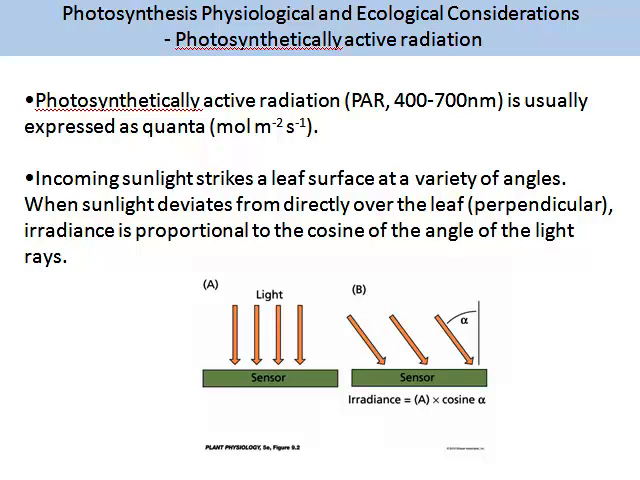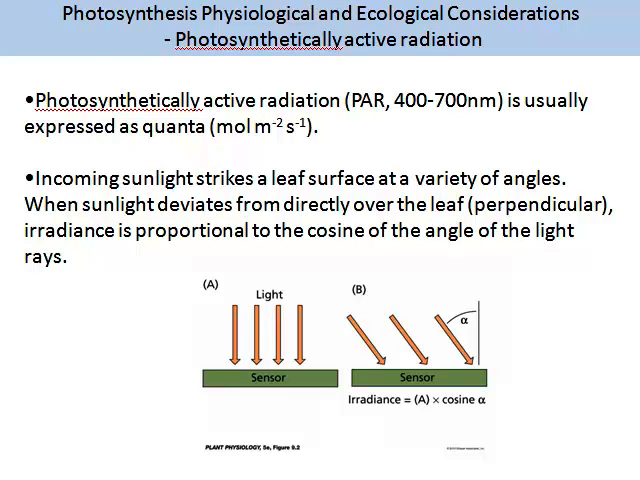We have developed what is known as the photosynthetic active radiation, or PAR. This is a measurement of light between 400 and 700 nanometers, and it is normally expressed as a quanta. That is a measure of moles per meter square per second, and then a measure of the concentration of energy over the distance that energy applied over time.